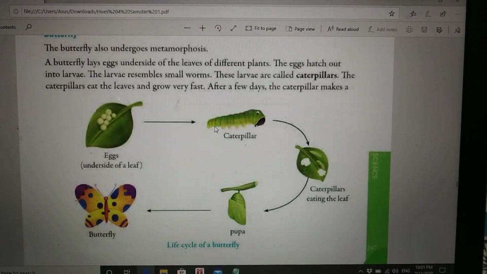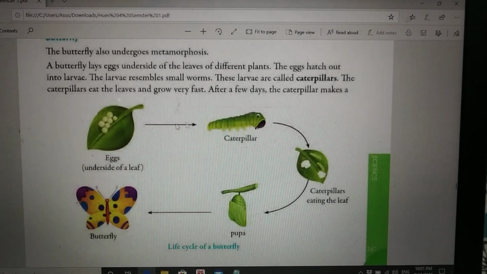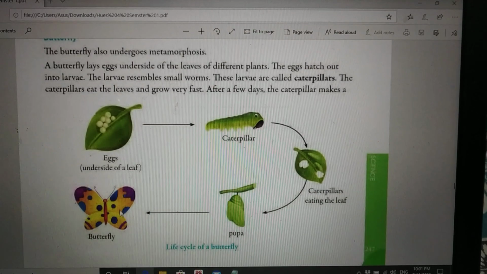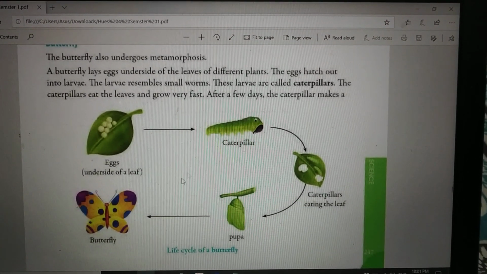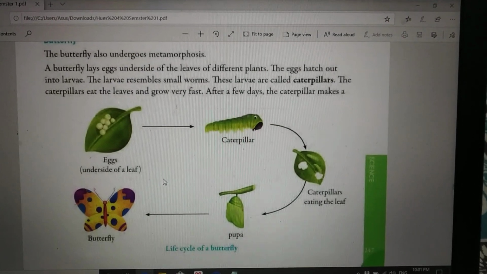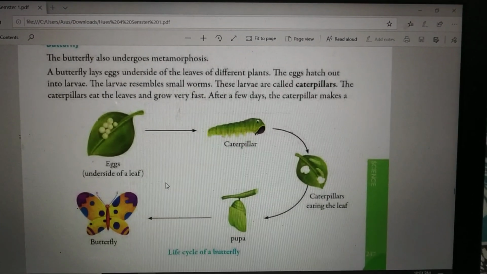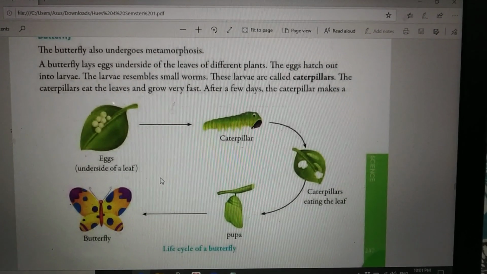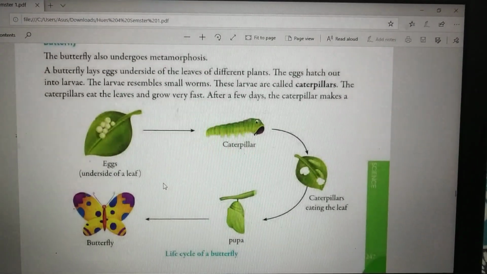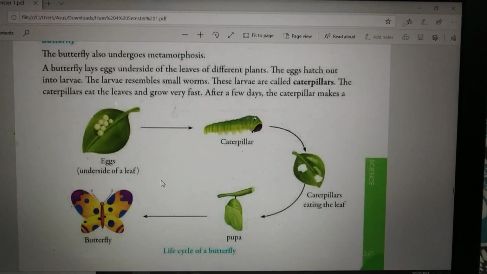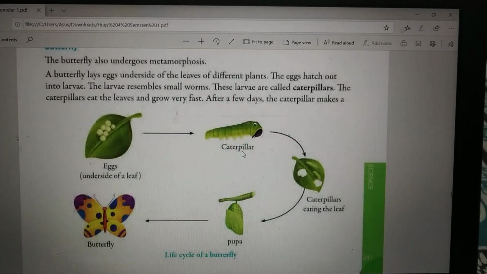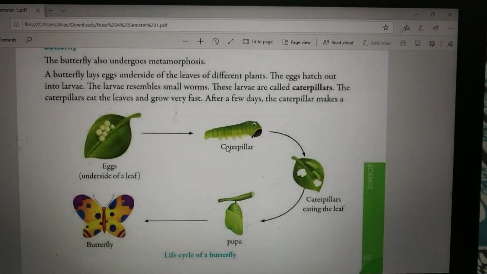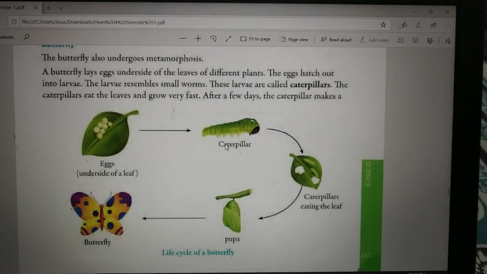Then this larva doesn't resemble a butterfly. Do the caterpillar and the butterfly look the same? No, they are not the same in appearance. So the egg hatches out into a larva. That stage is called larva, and this larva resembles a small worm, which crawls on the walls or on the soil. These larvae are called caterpillars.